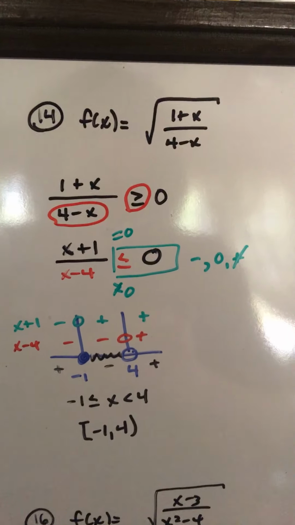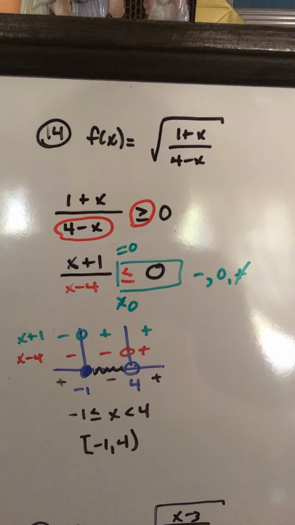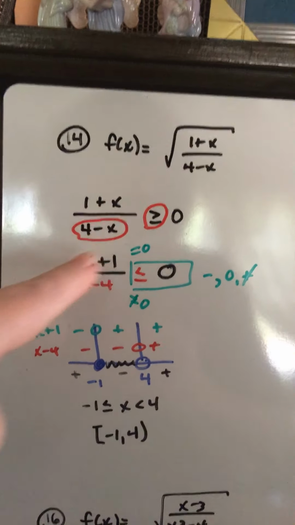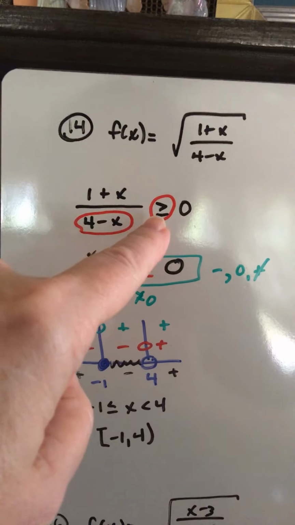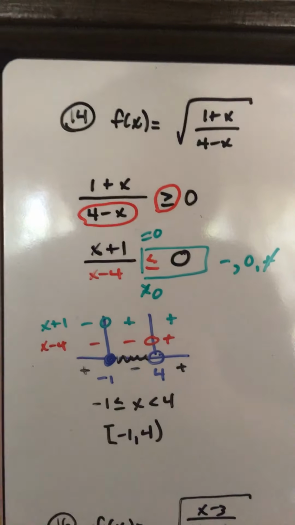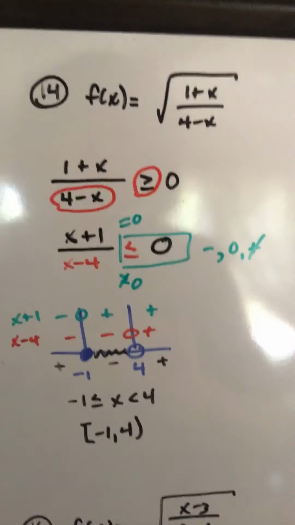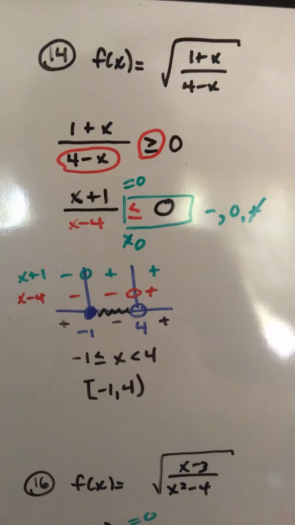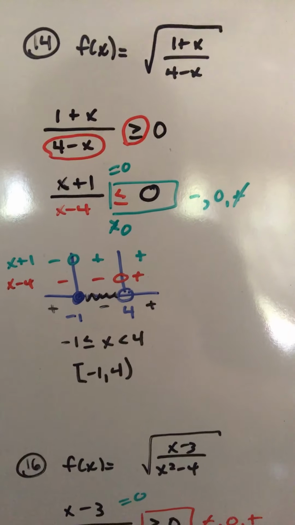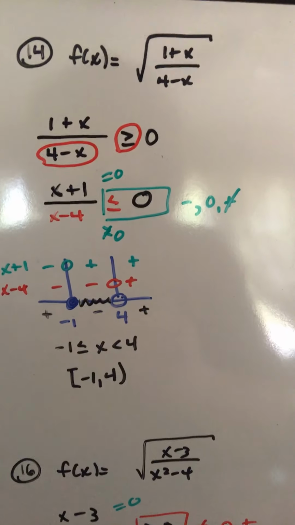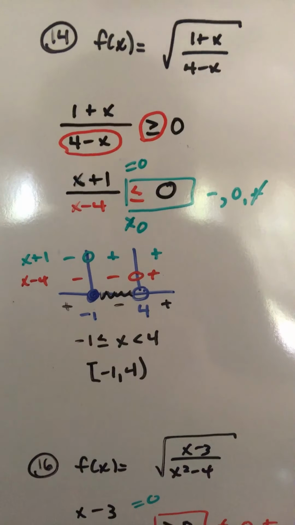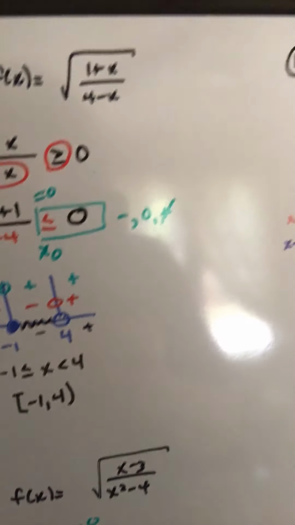So for this next one, again, I set up with a 4 minus x to practice negating. Notice this is always greater than, so if you have to negate, it's always less than. Again, the numerator can be 0, but the denominator can't be 0. And so now in this case, negative 1 is less than or equal to x is less than or equal to 4.